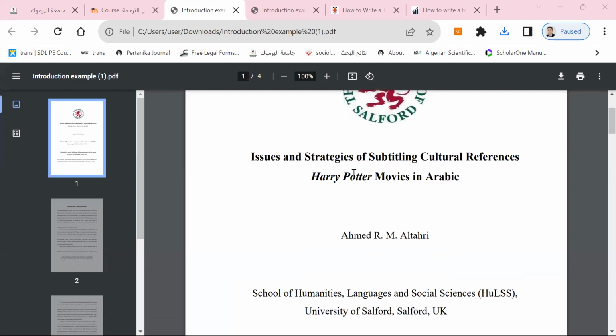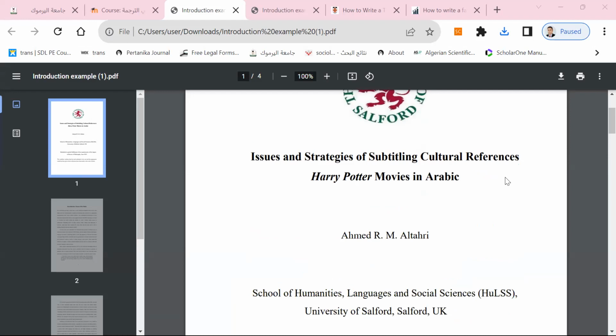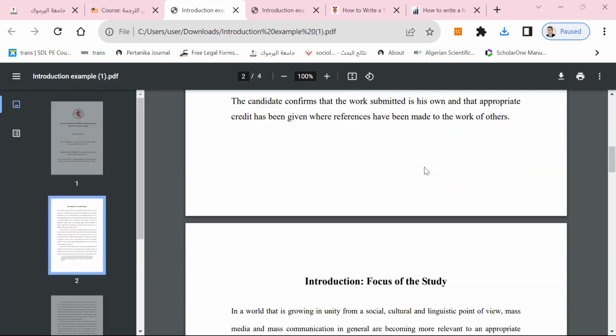Okay. Look at the title of this thesis here. Issues and strategies of subtitling cultural references, Harry Potter movies into Arabic. So this is the title of the study. Issues, problems, challenges, and strategies of subtitling cultural references, Harry Potter movies into Arabic. This thesis has been done by Ahmad Al-Tahiri in 2013.